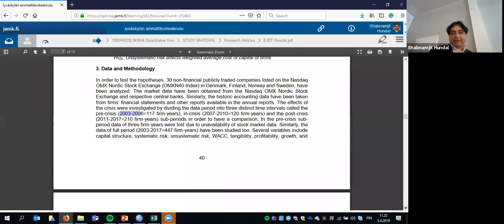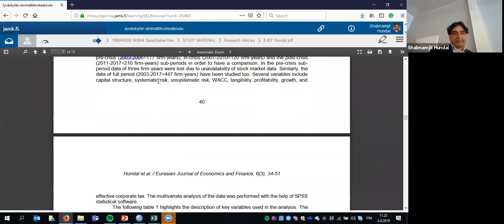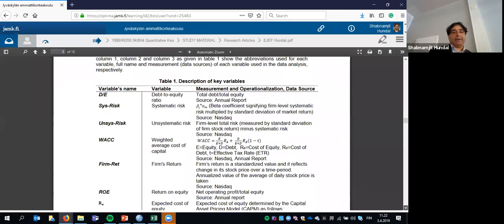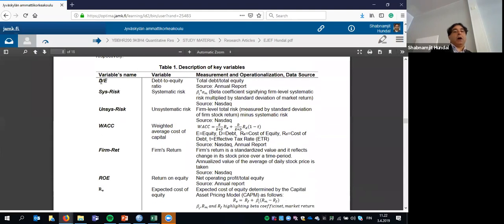Then I give the variables I'm using. Well, I'm using company's capital, risk, profitability, company's growth, tax they pay. And here I write them in short form because I can't write debt to equity ratio 10 times in my paper, can I?